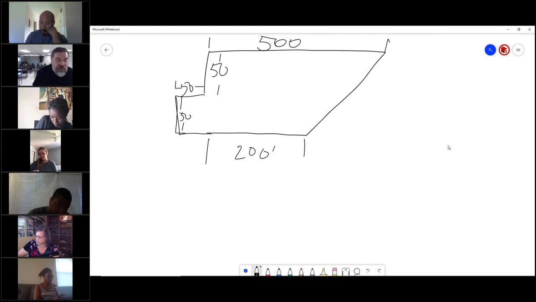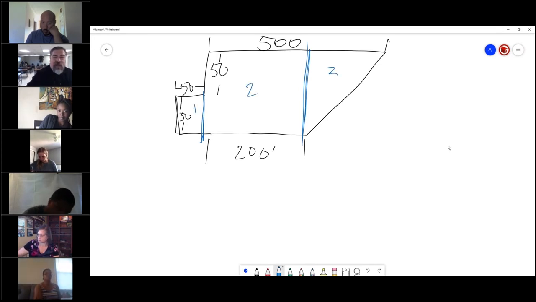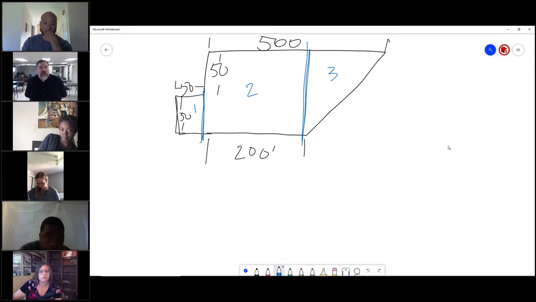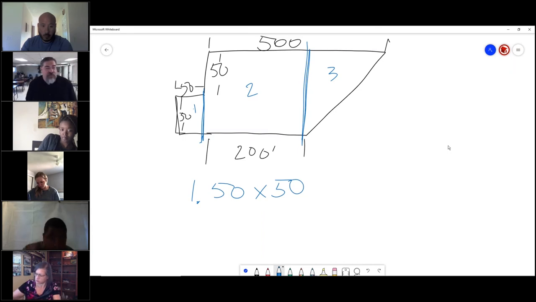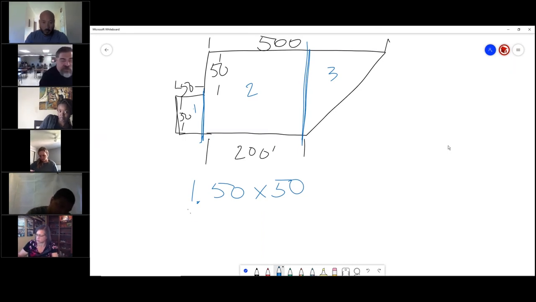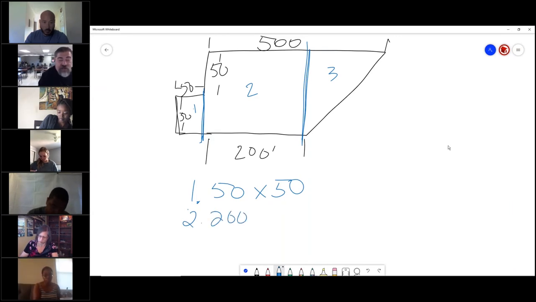All you really need to do is realize there are three sections here. You've got that little area here. You can draw that triangle. So you've got this block, that block, and that block. So this first block is 50 by 50. Everybody see that? The second block is 200 feet by how tall is this? It would be 50 feet here and 50 feet there. So it's 100 foot tall.